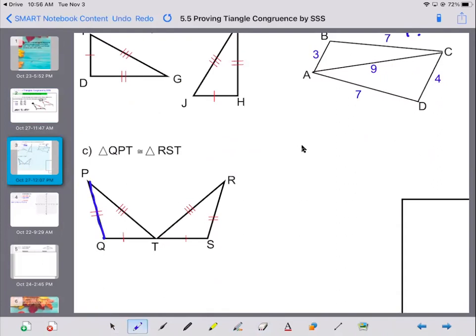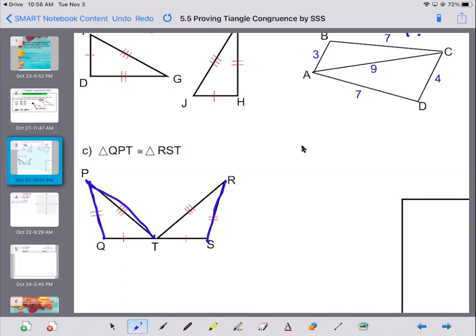And then from P to T, which is the 3 marks. So they went up the side that had 2 little hash marks on it and then down the one that had 3. So let's see if that matches up with RST. So they started at R and went to S. So 2 marks, looks good.